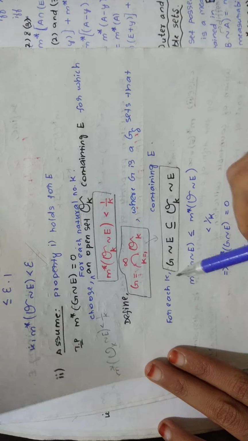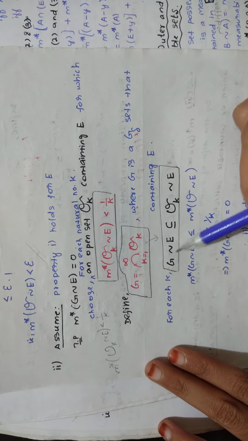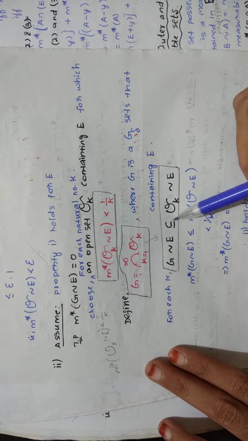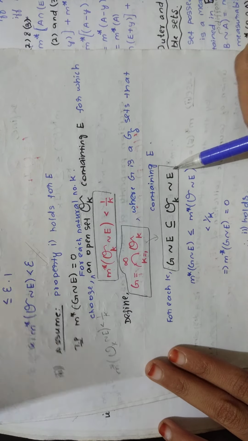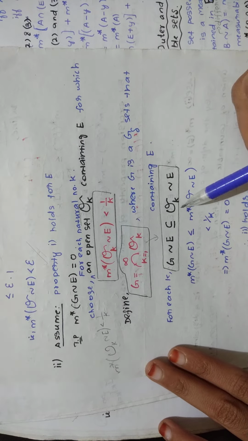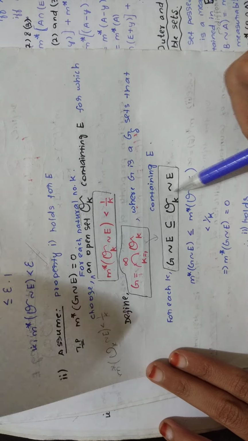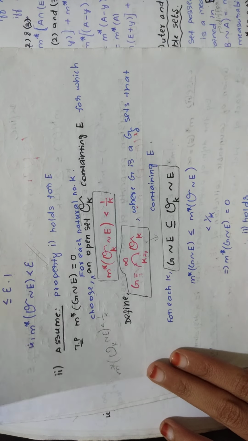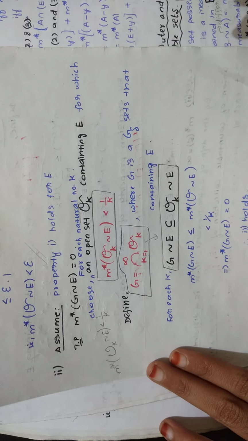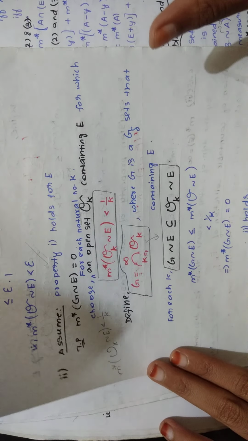Now for each k you are taking the difference on both sides. G difference E is a subset of O_k difference E. This will be the subset of this, because O_k is the open set. This is a very big set. Within this O_k you have E, and within this O_k only you have another set, that is G.